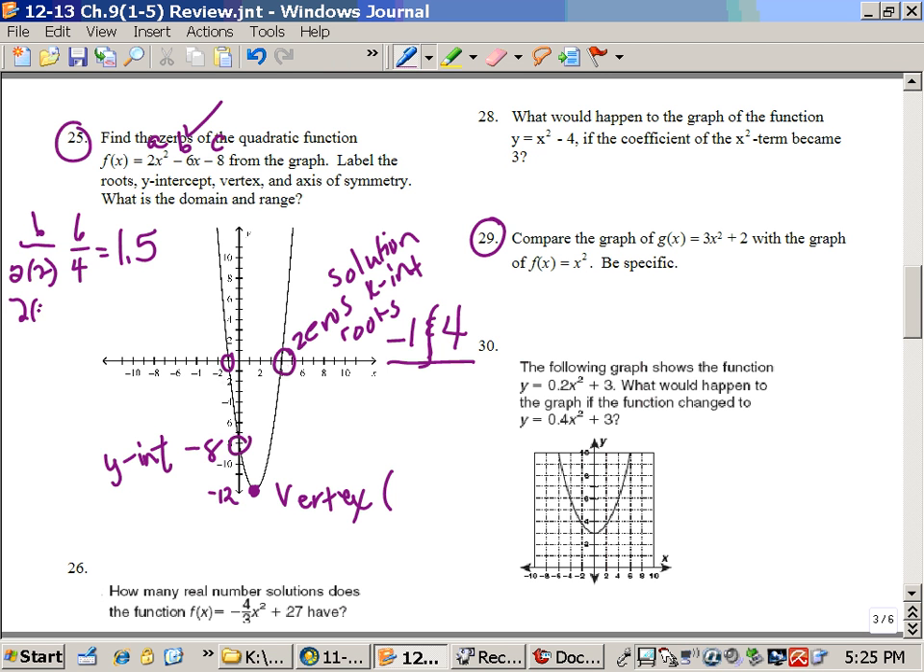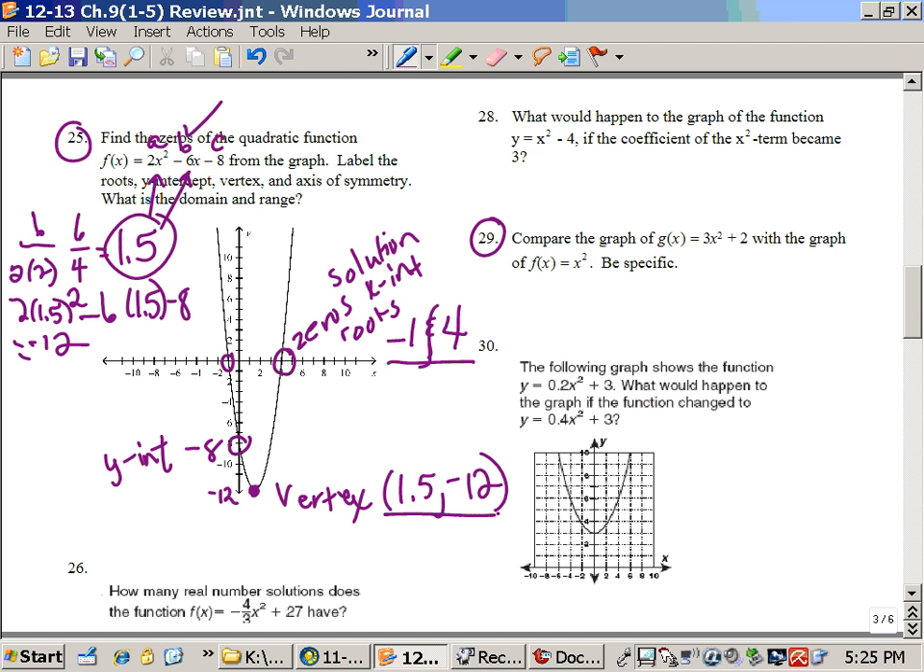So that gives me 2 times 1.5 squared minus 6 times 1.5 minus 8. I'm taking this 1.5 and plugging it in. That will give me -12. So the vertex here is 1.5, -12. I really couldn't tell exactly where it was, so I had to go ahead and use my formula. All right, let's see. I've labeled everything. My axis of symmetry, I haven't done that yet, and it's going to happen right at 1.5, axis of symmetry.